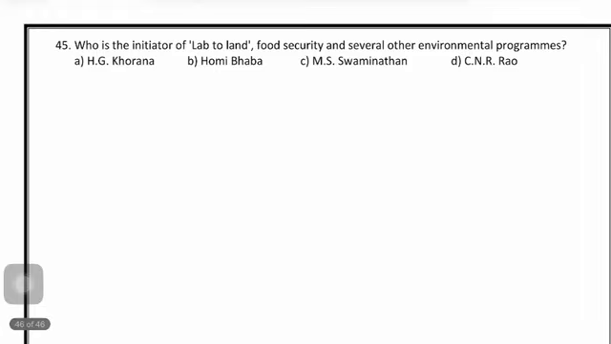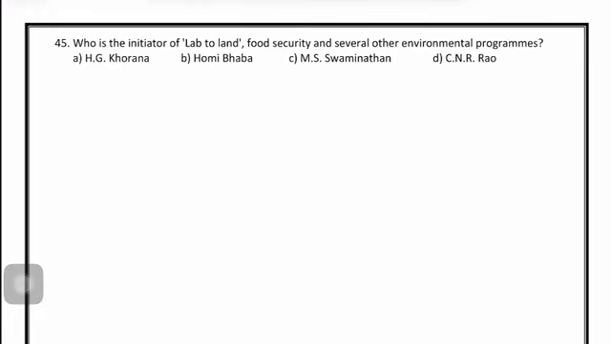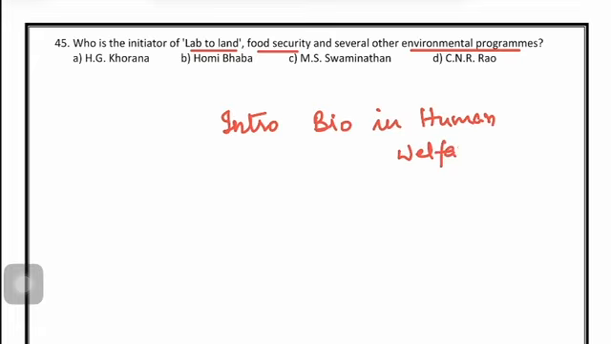Coming to the 45th or the last question. Who is the initiator of lab to land, food security and other environmental programs? Option A, H.G. Khurana. B, Homi Bhabha. C, M.S. Swaminathan. D, C.N.R. Rao. This is from the introduction of biology in human welfare section. The answer is M.S. Swaminathan, who is also the father of Green Revolution in India. So if you go to that page, you will be able to see this.